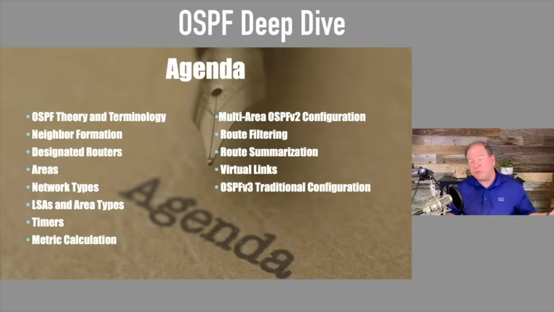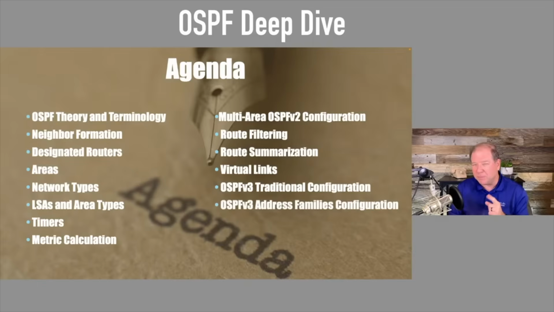There's a traditional way of doing it, and that's where you set up OSPF version 2 for IPv4, and you set up OSPF v3 for IPv6. But then we'll say, here's a better way. Here's an address families configuration approach, and that is going to allow us to have one hierarchical structure that does both IP version 4 and IP version 6.